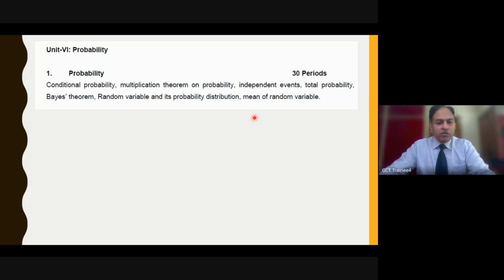Of course, binomial distribution has gone long back, it will not come. Transportation, nothing at all, it's not in our syllabus.